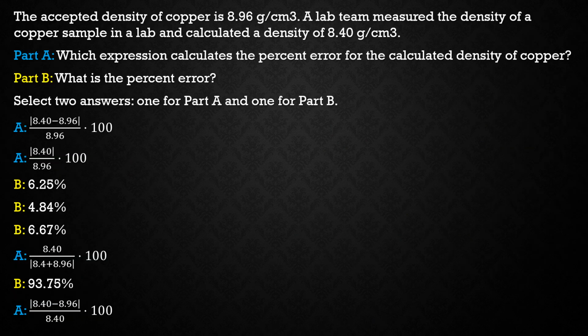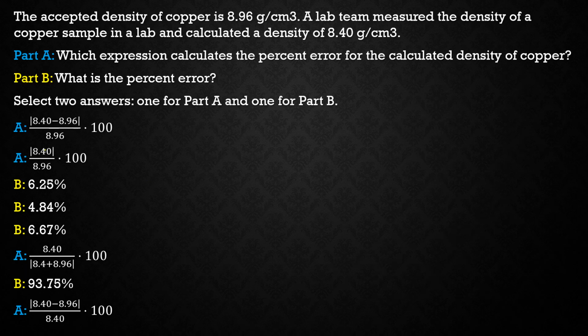All right, our last question. So the accepted density of copper is 8.96 grams per centimeter cube. A lab team measures the density of a copper sample in a lab and calculated the density of 8.4 grams per centimeter cube. Which expression calculates the percent error for the calculated density of copper? So we are asked essentially which one tells us the correct setup, right? With our absolute value signs.